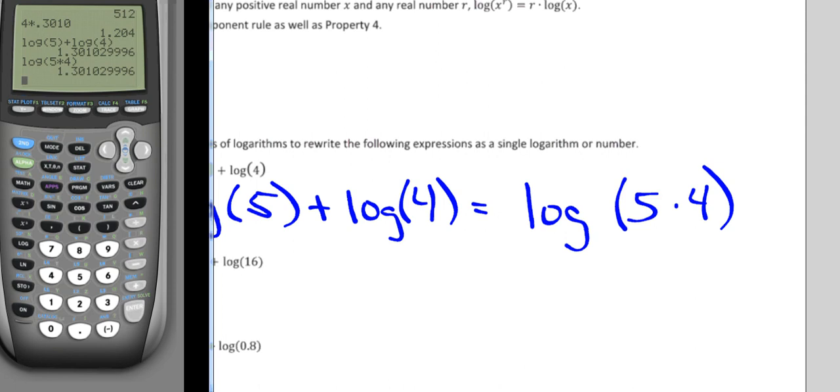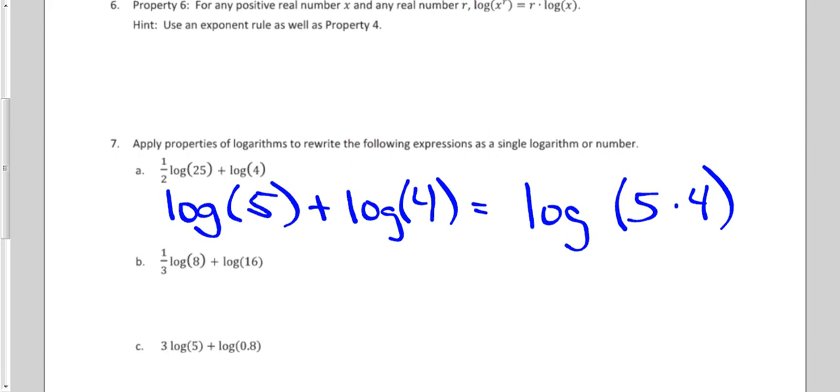So when I want to crunch these logs together, provided they have the same base, they have to have the same base. What's the base of this logarithm? And the base of that logarithm? So I can crunch them together. Because I am adding them, I can crunch them together and multiply those arguments. Okay?